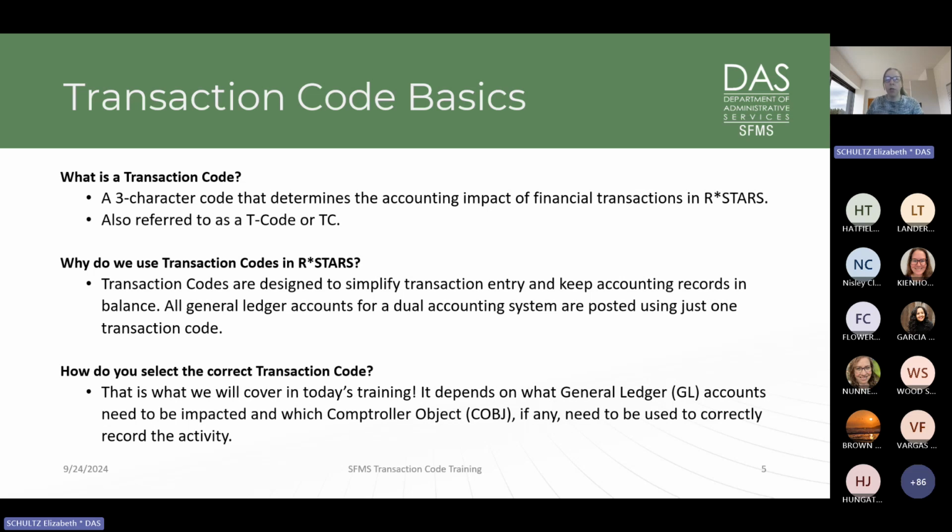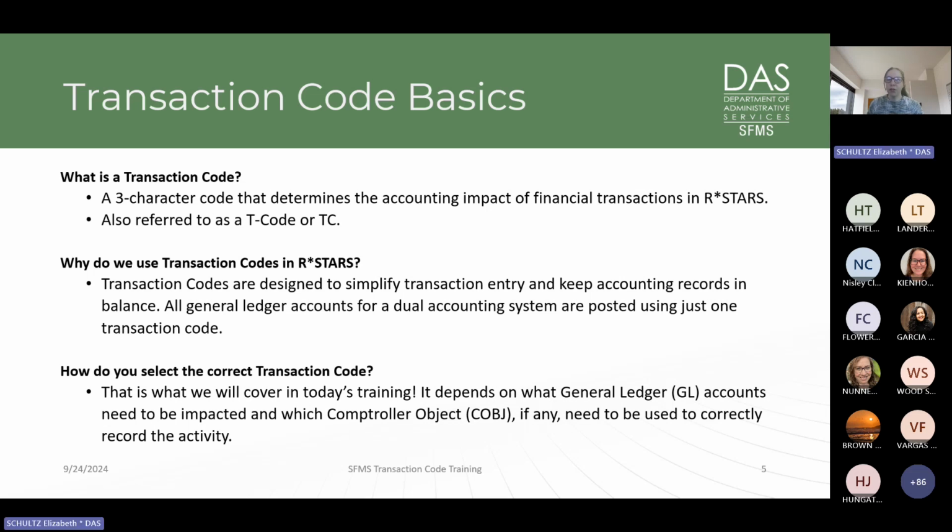So why do we use transaction codes in R-stars? They're really designed to simplify transaction entry. So anytime you're entering a transaction into the accounting system, you're going to be using a transaction code to make that entry. And it's doing all that dual accounting behind the scenes on the general ledger. So you only have to enter one entry, but it's going to be impacting 2 different general ledger accounts when you're doing that. So it's just kind of a shortcut to make sure that all of our general ledgers stay in balance and that transactions are entered in the system in a way that can be easily summarized for financial reporting.